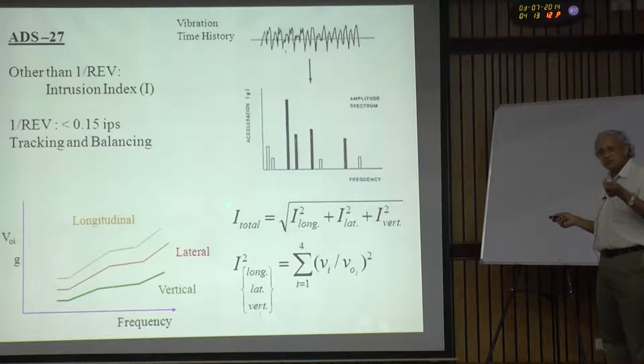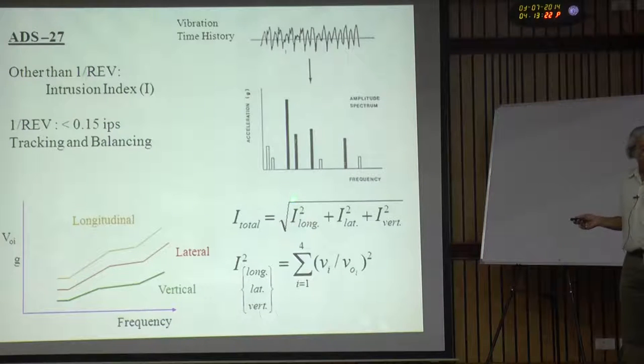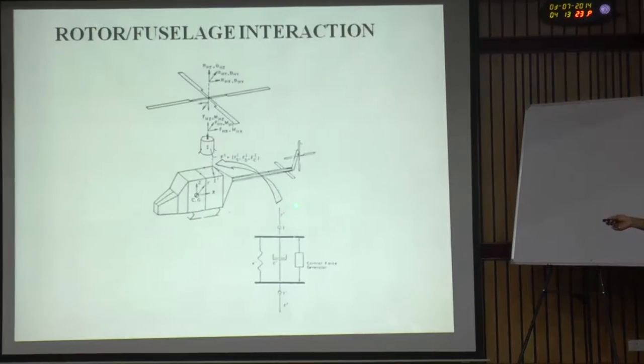But what is still used is the military specifications. 0.3 G or below 0.1 G, something like that. But still, this is the more relevant number which is useful.